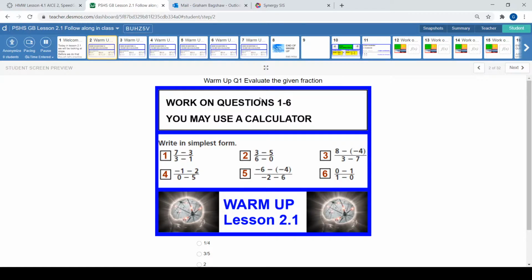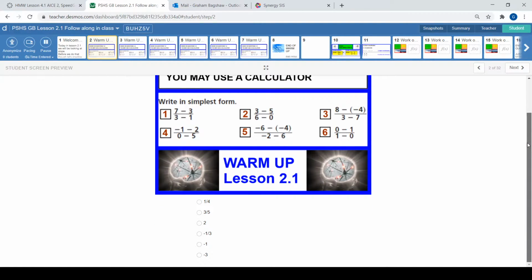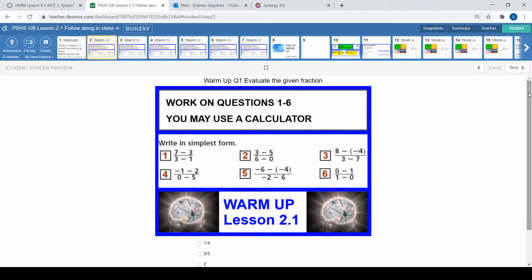And as you go through each one, you'll see all 6 questions here together. And you're just going to answer each one as you go. You might need to scroll down a little bit. We can't quite fit in all the answers there. 6 answers to go with the 6 questions.